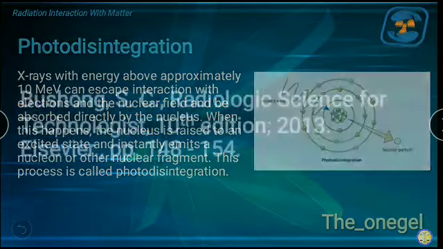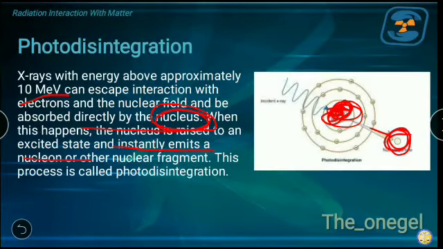This process is called photodisintegration. So, as a summary, for photodisintegration, the energy of the photon is 10 mega electron volts or higher. The site of interaction is the nucleus of an atom. What happens next? The photon is absorbed in the nucleus. So the end product is a nuclear fragment. A nuclear fragment can be a proton, neutron, electron, basically anything that comes from the nucleus of an atom.